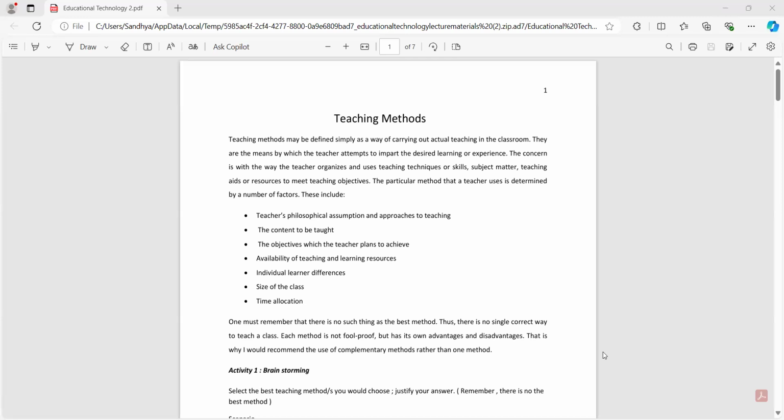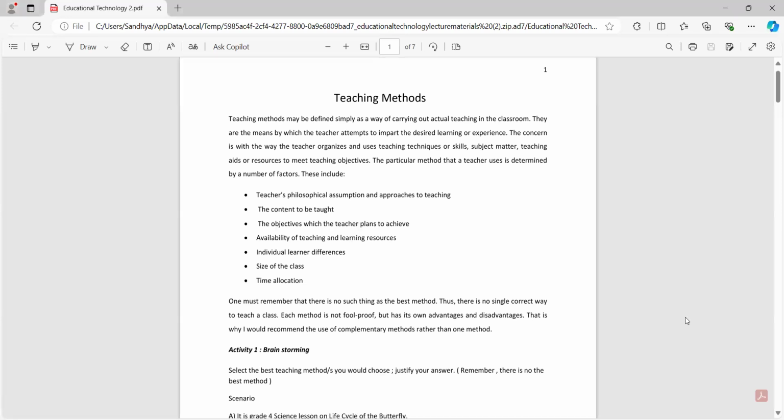So likewise, these are the criteria that you need to take into consideration in selecting the appropriate method, and basically the approach, whether it's teacher-centered or student-centered. The philosophical assumption and approaches to teaching. You decide on that, and based on that only you can select the method. So you can't say I'm student-centered and take lecture method as the method. That is not possible, right? They are not aligned.